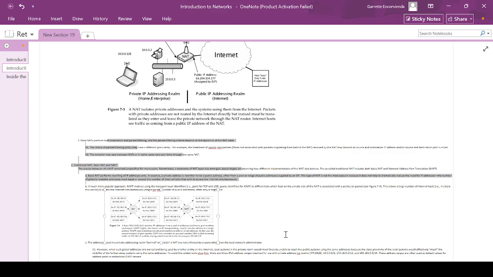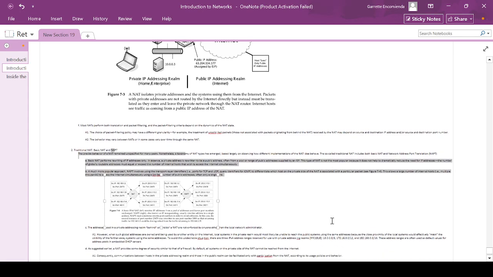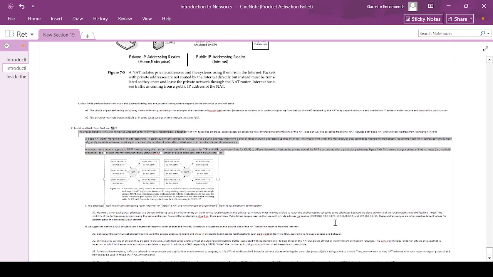Traditional NAT, basic NAT, and NAPT. The precise behavior of NAT remained unspecified for many years. Nonetheless, a taxonomy of NAT types has emerged, based largely on observing how different implementations of the NAT idea behave. The so-called traditional NAT includes both basic NAT and network address port translation. So these are the basic properties of NAT. To understand NAT, here's one of the keys, is to understand what are the traditional NAT and the basic and the network address port translation, NAPT.